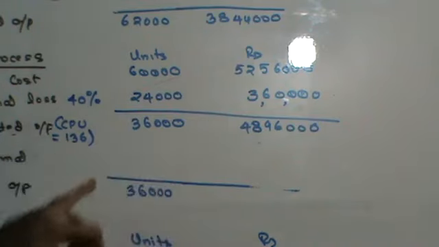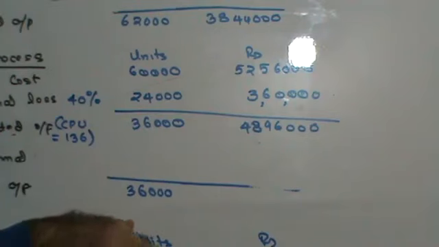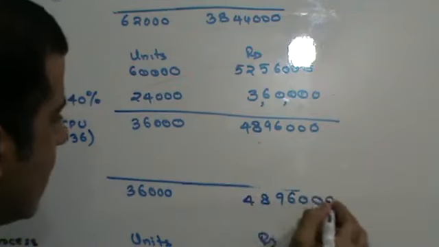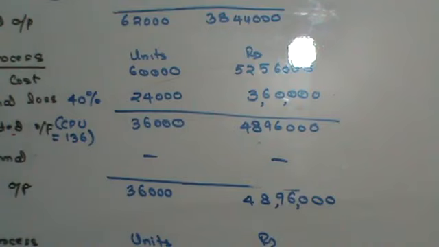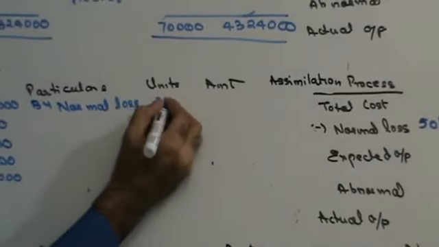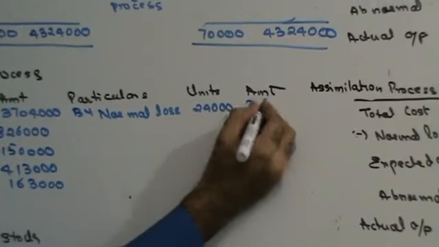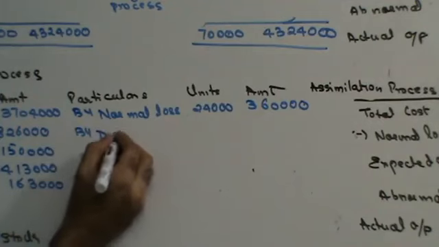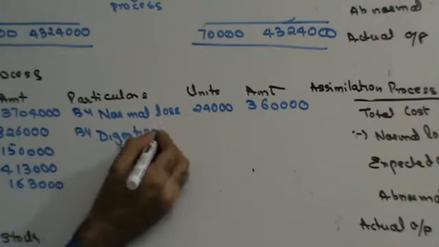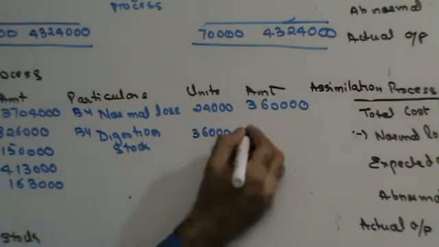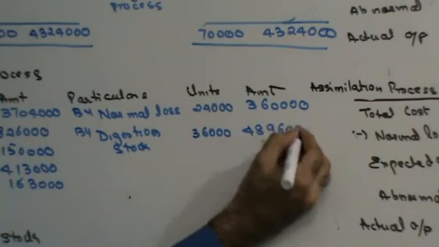Expected output is 36,000 units. Actual output is also 36,000 units. So this will be 48 lakh 96,000. There is no abnormal loss or gain. Right? Let's transfer this. This is going to be by normal loss. Normal loss is 24,000 units and 3,60,000. Then this is going to be by digestion stock. Digestion stock is 36,000 units and 48 lakh 96,000.